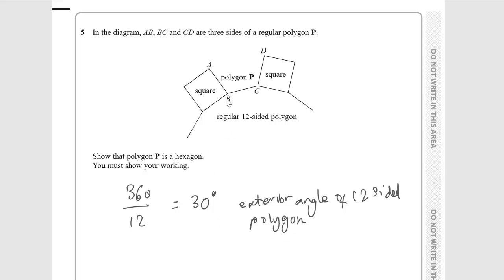And then we can see that 180 subtracted by 30 will give us 150. So if we have, for example, a square, this is going to be 90. This is going to be 90. Okay, and we know that the exterior angle of a 12-sided polygon is going to be 30. We know that the interior angle is going to be 150.